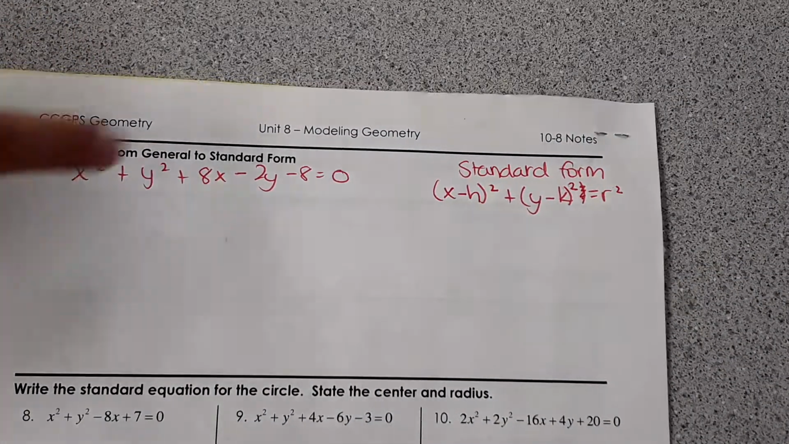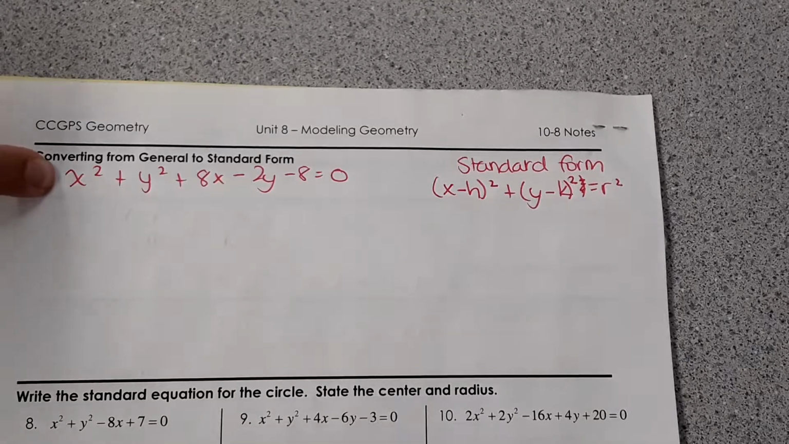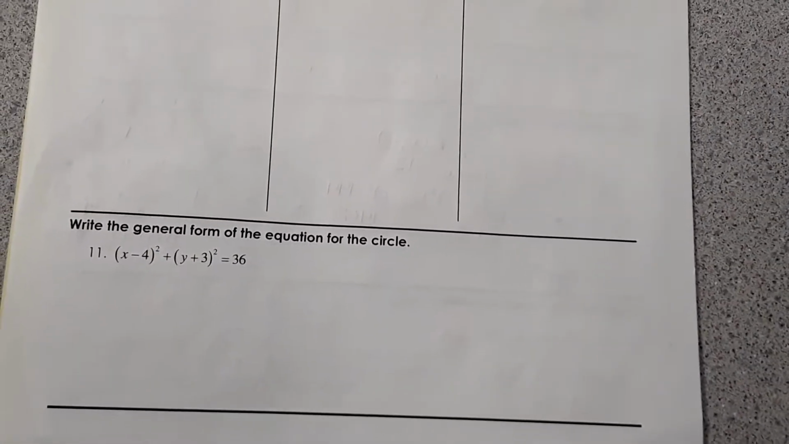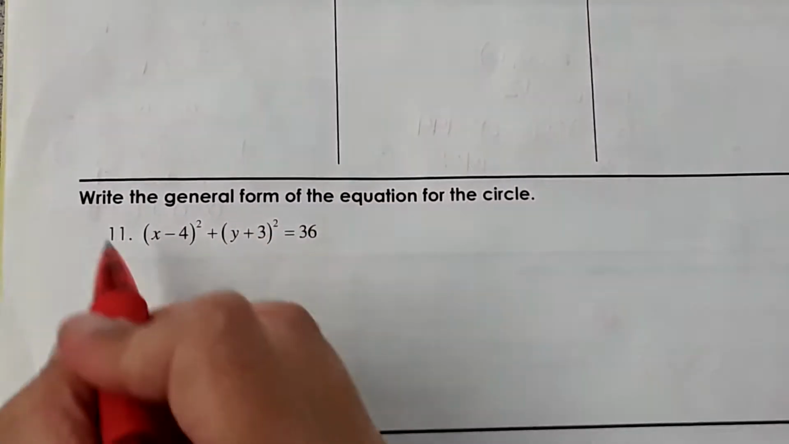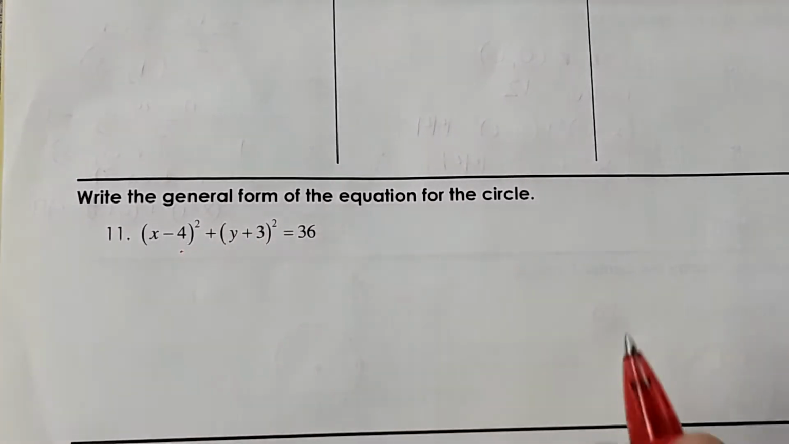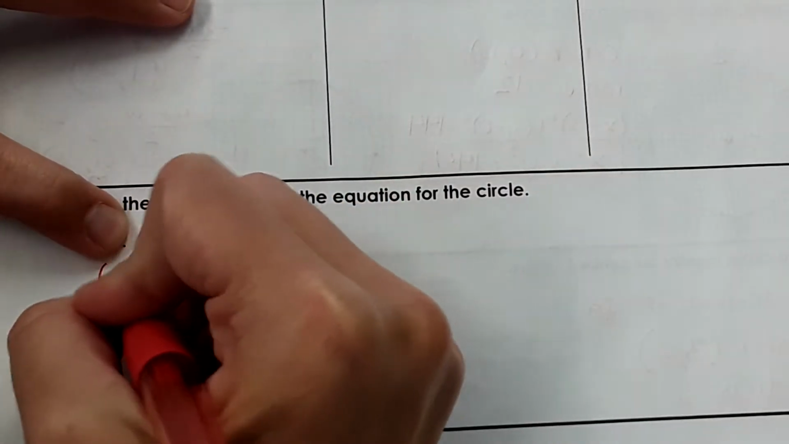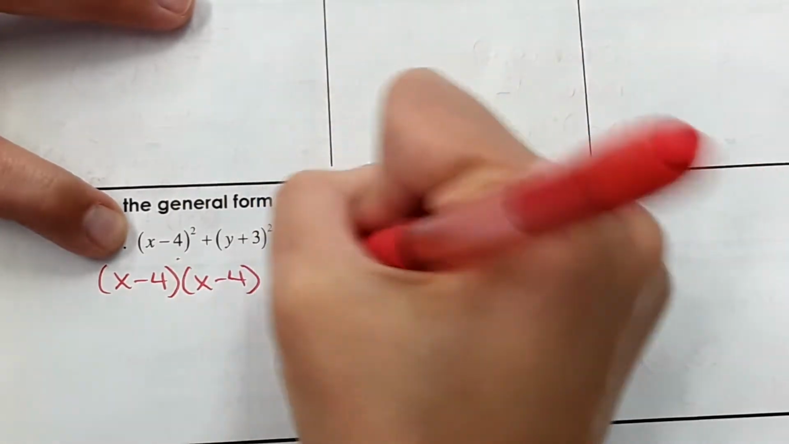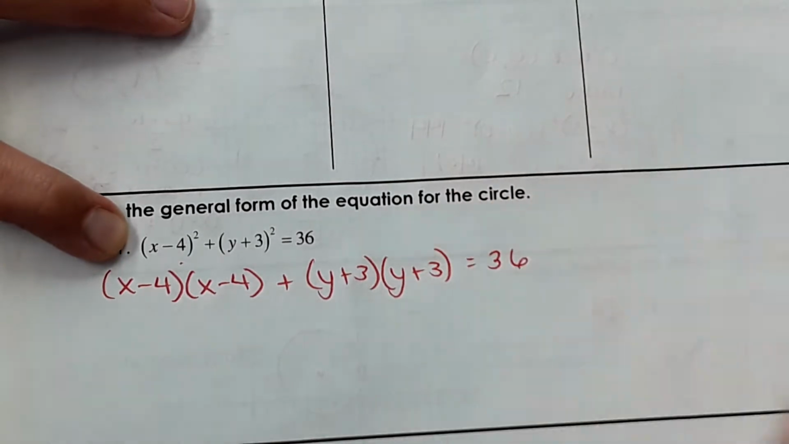Okay, so how do we get from this to this? Before we start changing this, I want you to look at the problem at the bottom. We're going to work through this problem first, because it'll make the other ones make more sense. Here we're going to change this from standard to general form. So notice that (x minus 4) squared, we would write it out like this, (x minus 4) times (x minus 4). And then (y plus 3) squared, we'd write it out like this, (y plus 3) times (y plus 3), equals 36.